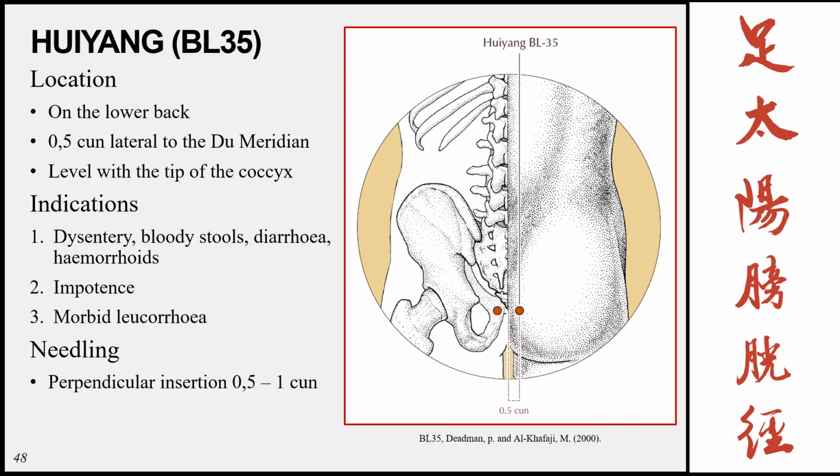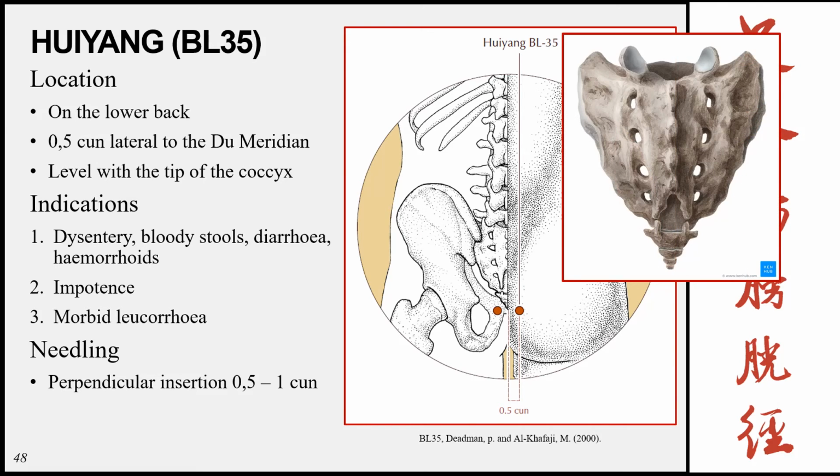Next point is WEIYANG, bladder 35. So this point is located on the lower back / gluteal region, and it's 0.5 tsun lateral to the DU meridian, level with the tip of the coccyx. So what does this mean? Let's bring in an image of the sacrum and coccyx. So you see this image here, you can see that the sacrum and coccyx form an upside down triangle with the tip pointing downwards. So what you're going to do is you're going to palpate from the spinal cord down to the sacrum, and then you're going to keep palpating down until you can feel this tip here, this part here, and that is the tip of the coccyx. And then we're going to go 0.5 tsun lateral to it.